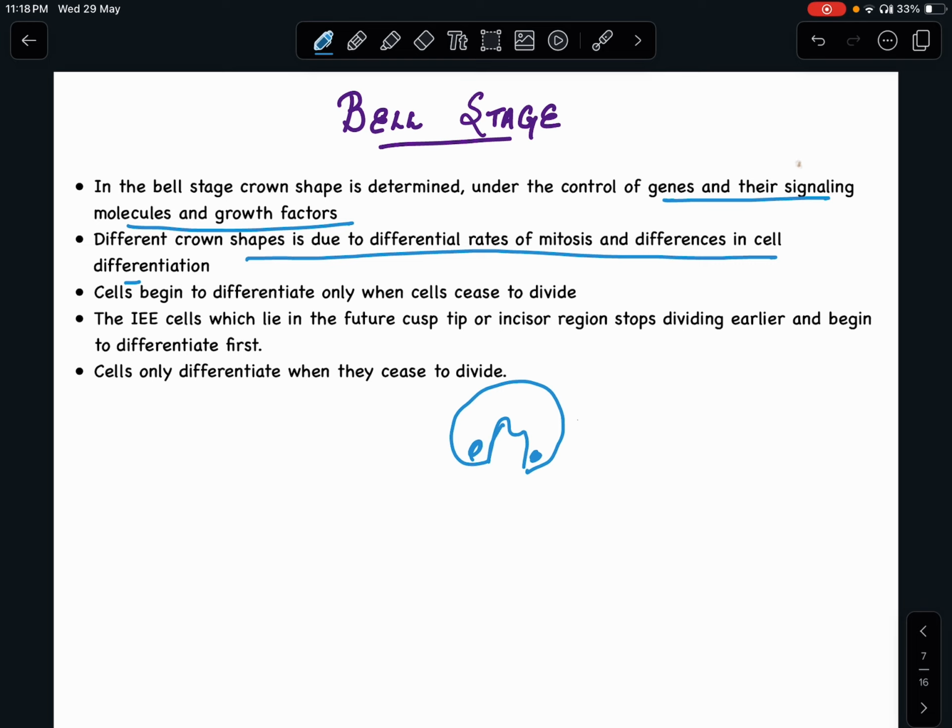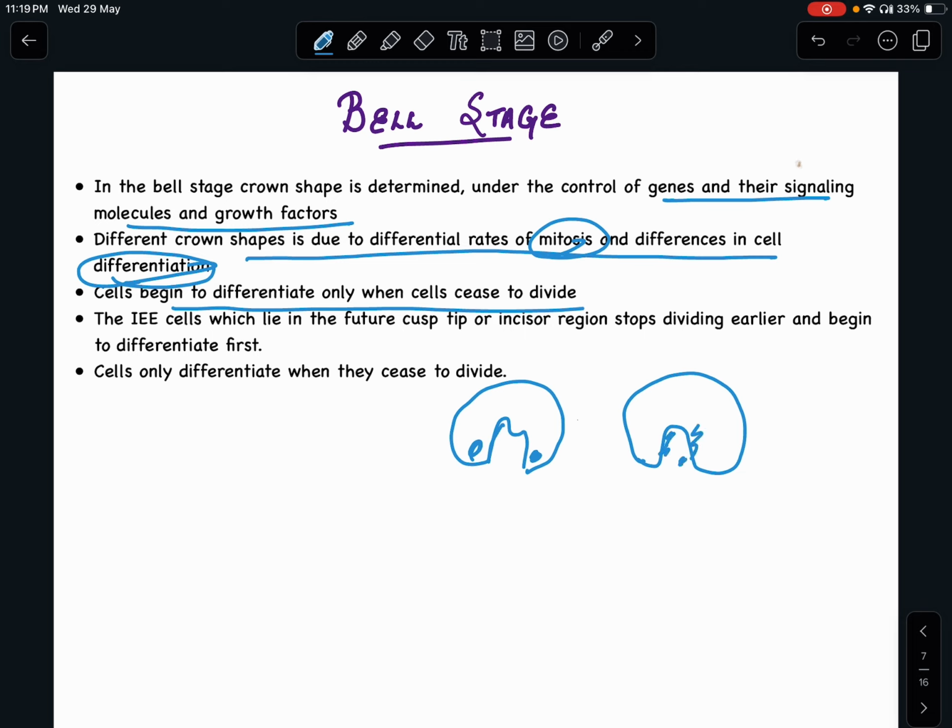So the shape is due to the different rates of mitosis and differences in differentiation. Cells begin to differentiate only when the cells cease to divide. So what will happen is, first the enamel organ will grow, okay, and then it will start forming the enamel, and then the dentine will be formed.